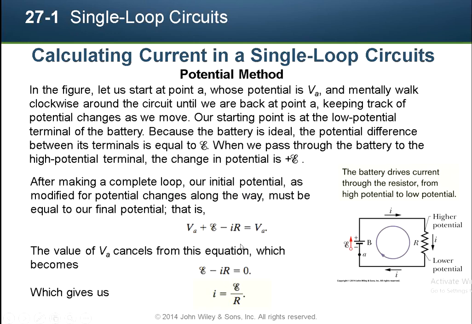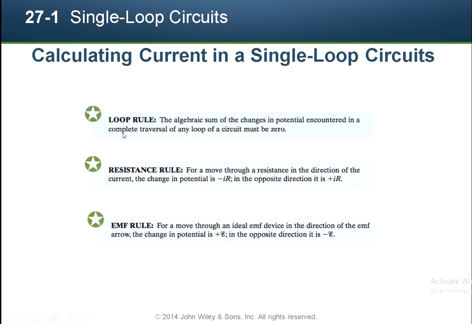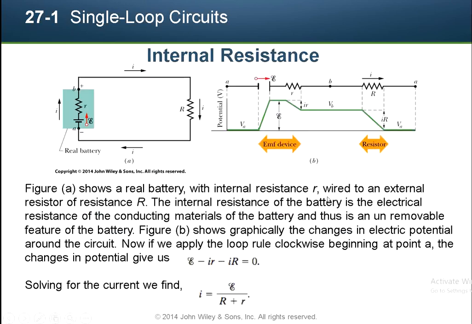It's very simple. There are some rules: the loop rule, the resistance rule, and the EMF rule. Loop rule: the algebraic sum of the changes in potential encountered is equal to 0. Resistance rule: a move through a resistance in the direction of the current is minus IR, and in the opposite direction is plus IR. EMF rule: a move through an ideal EMF device in the direction of the arrow is plus epsilon, and the opposite is minus epsilon. Based on these three points, we will solve the questions.